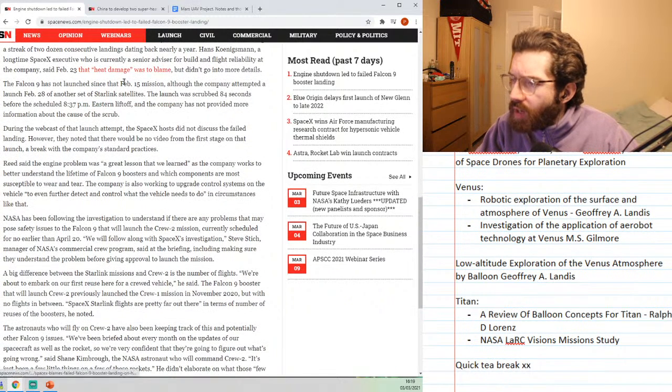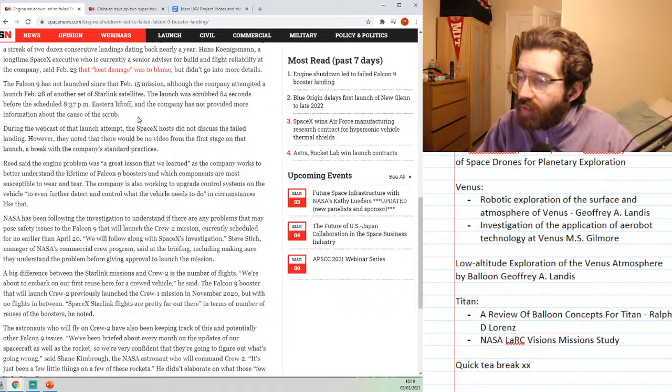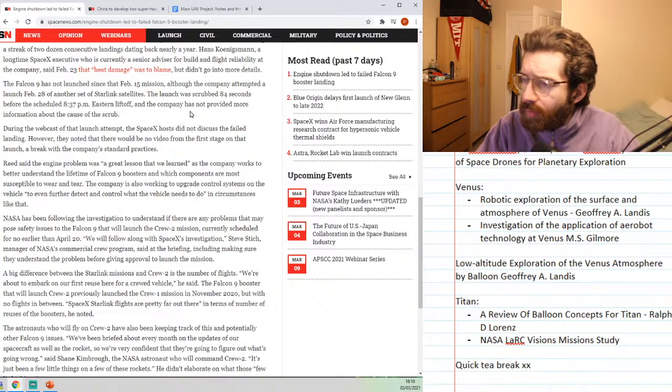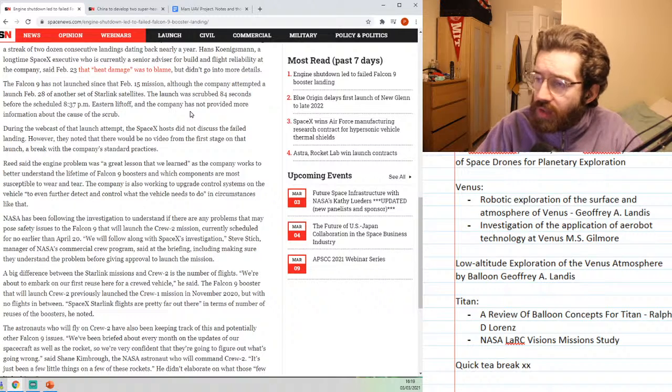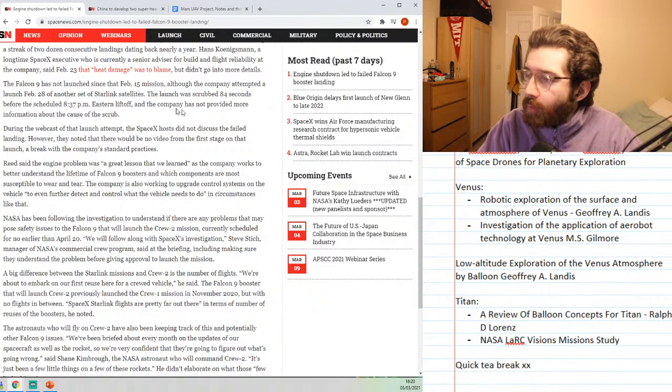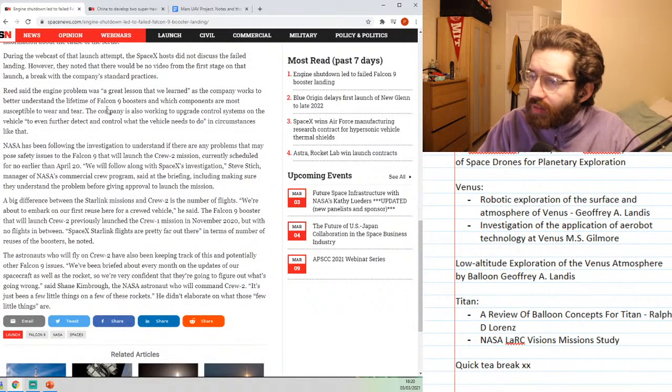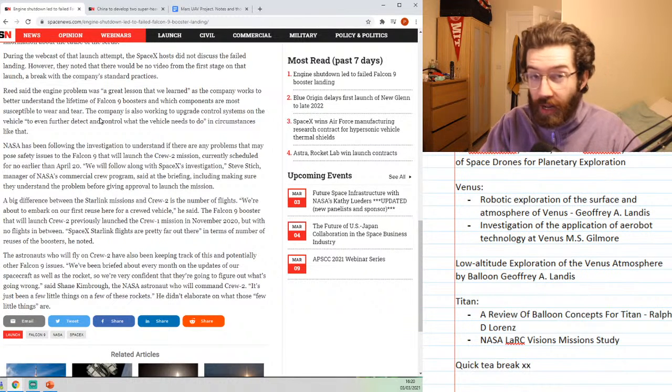Falcon 9 has not launched since the February 15 mission, though the company attempted to launch another set of Starlink satellites on the 28th of February. The launch was scrubbed 84 seconds before the scheduled 8:37 p.m. Eastern liftoff, and the company has not provided more information about the cause of the scrub. During the webcast of that launch attempt, SpaceX hosts did not discuss the failed landing. However, they noted that there would be no video from the first stage on that launch, a break with the company's standard practices.